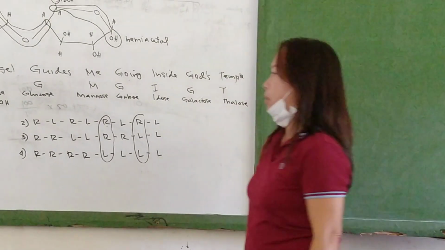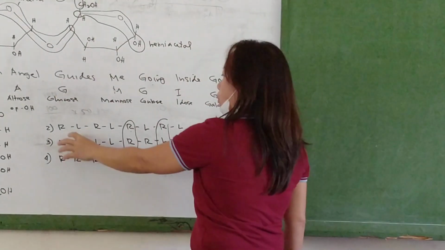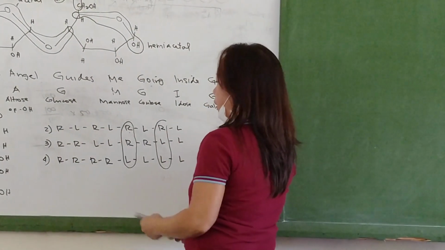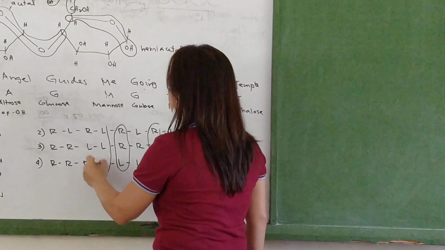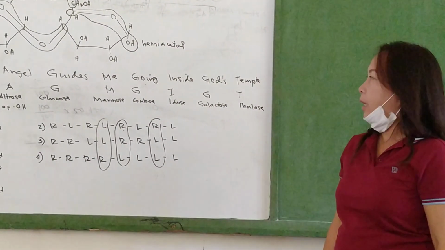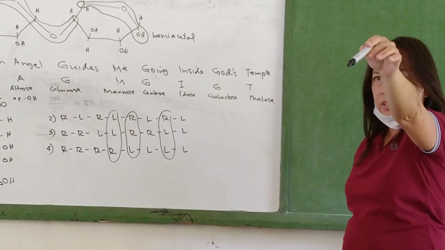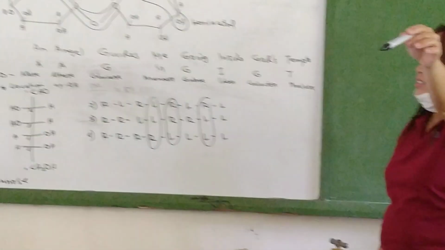Mannose. Where is mannose? 1, 2, 3, 4. So, this is mannose. Okay, anybody will... Hurry up. Just try.